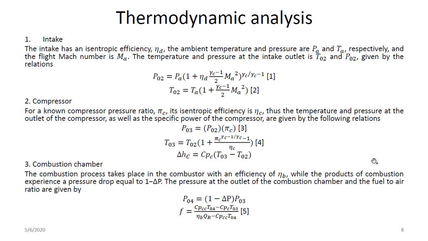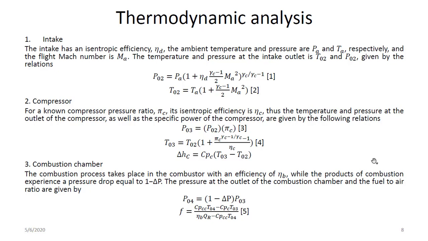And obviously this should now be familiar to you. Then the specific work done to drive the compressor, which is also the change in enthalpy. That's why there's a delta Hc, the change in enthalpy will correspond to the specific work done to run the compressor. So it's the difference between the temperature at entry to the compressor and exit of the compressor multiplied by the specific heat of the cold air which is entering the compressor.